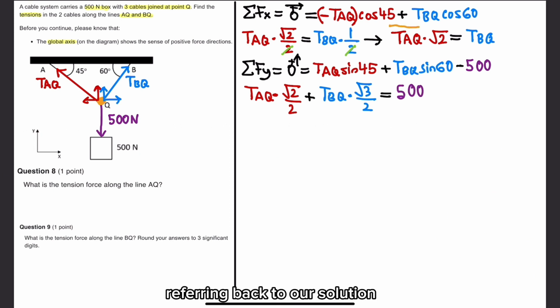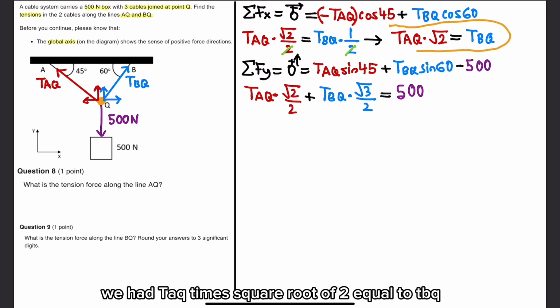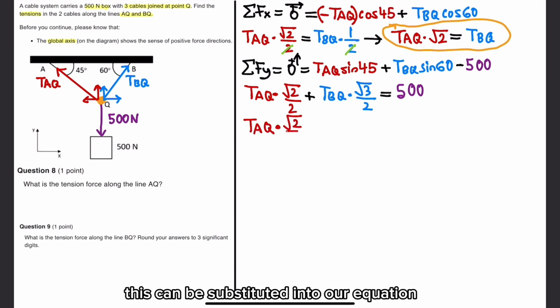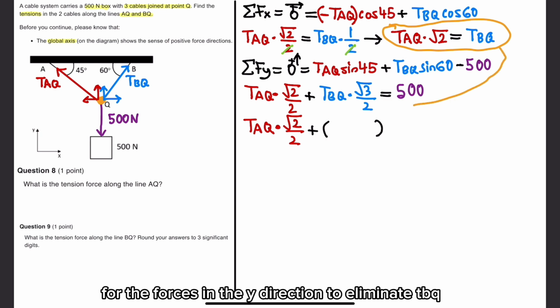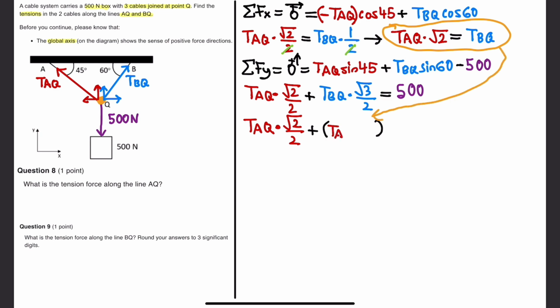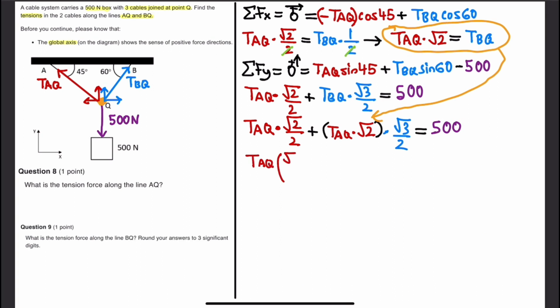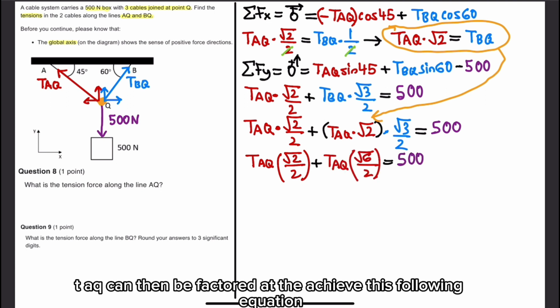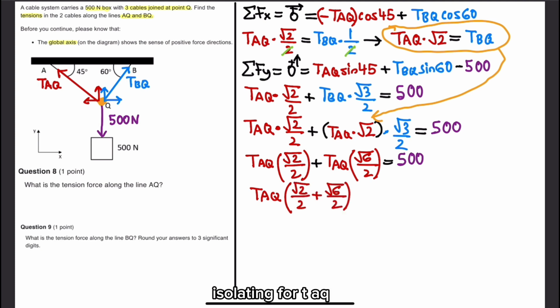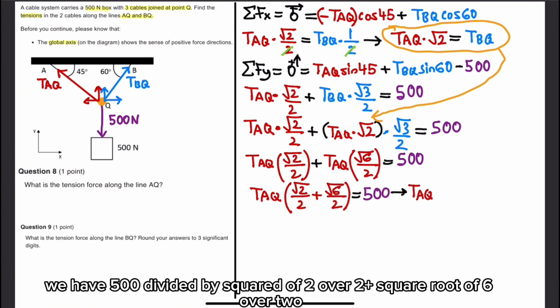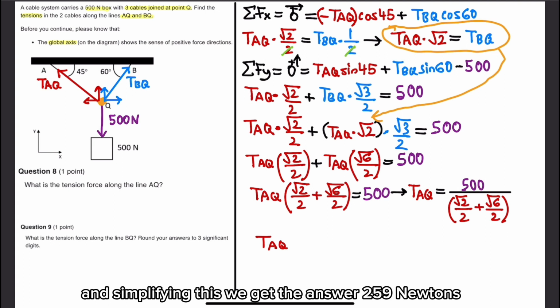Referring back to our solution for the summation of forces in the x direction, we had TAQ times square root of 2 equals TBQ. This can be substituted into our equation for the forces in the y direction to eliminate TBQ. TAQ can then be factored out to achieve the following equation. Isolating for TAQ, we have 500 divided by square root of 2 over 2 plus square root of 6 over 2, and simplifying this, we get the answer 259 newtons.